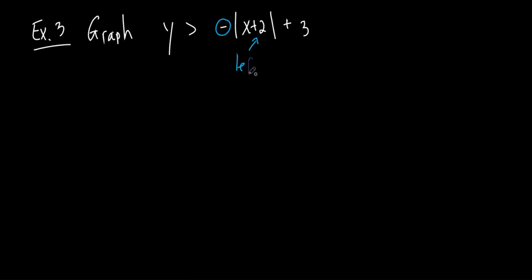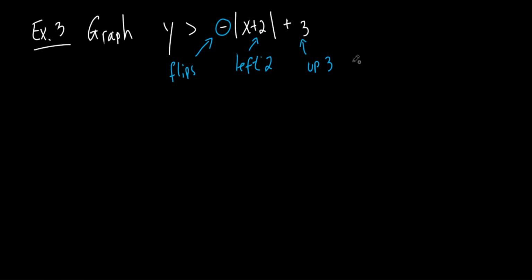Left 2, right? It goes to the left 2 places. And what is the +3 on the outside of the absolute value going to do? It goes up 3. Good. All right. So this flips it. I'll just say flips. Okay. This makes it go to the left. This makes it go up.